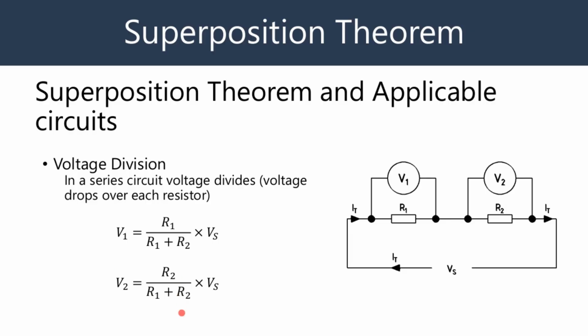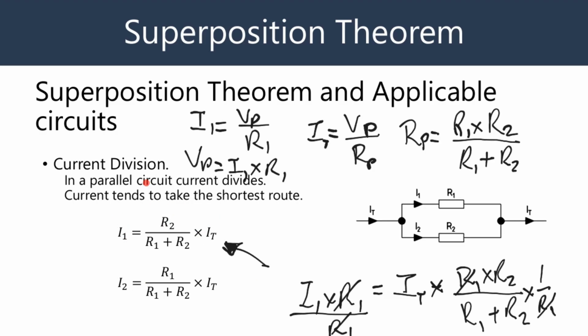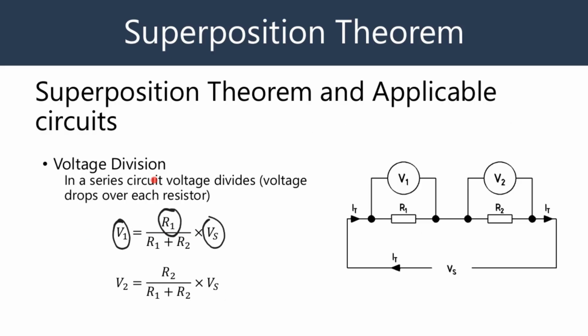All good. Brilliant. If you look at this particular formula, I need you guys to take note: V1, R1, V supply. And if you look at this formula here: I1, R2, I total. So there's a difference between those formulas. A lot of the time what the students do is they say V1 is equal to R2 over R1 plus R2, and then it's wrong. So it has to be R1 over R1 plus R2.